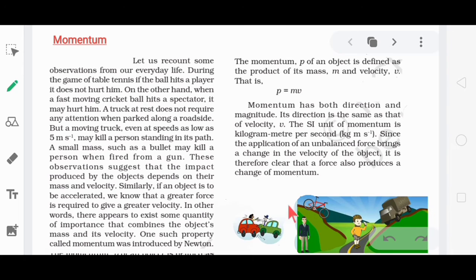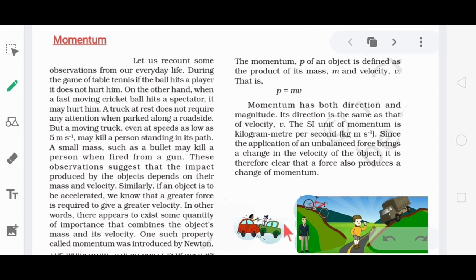In these diagrams, one thing is clear. You can see this boy who is moving on the road will be hurt more by the truck, not by the cycle. What is the reason? Even if they both are moving with the same velocity, the overall momentum of the bus is greater than the cycle. Therefore, the boy will be hurt more because of this bus.